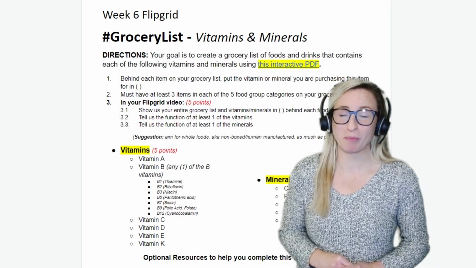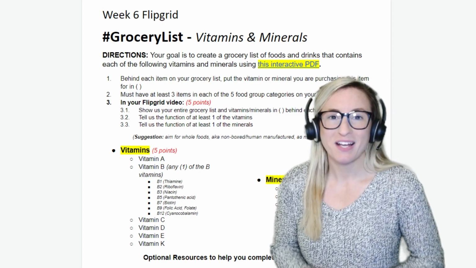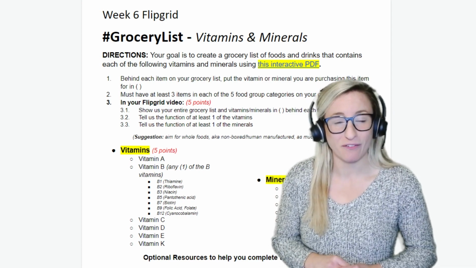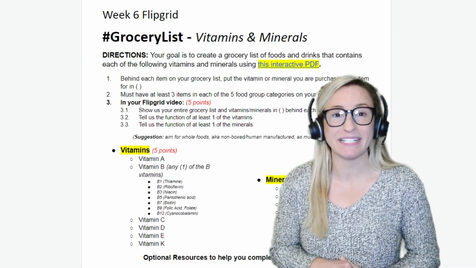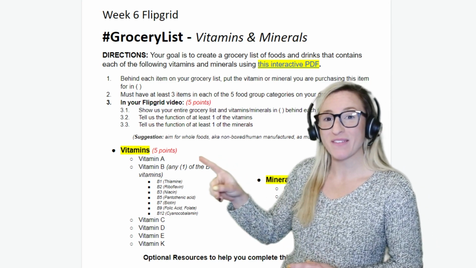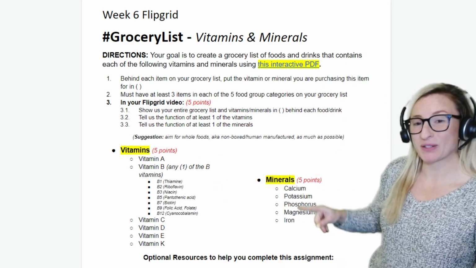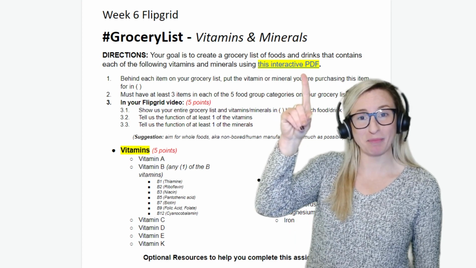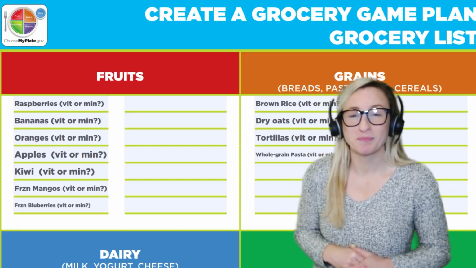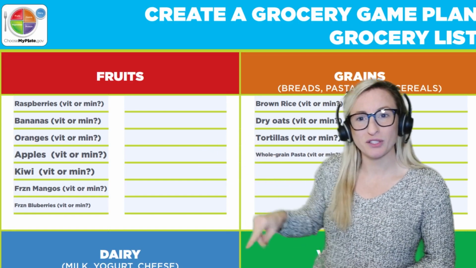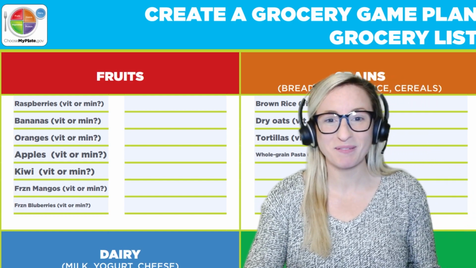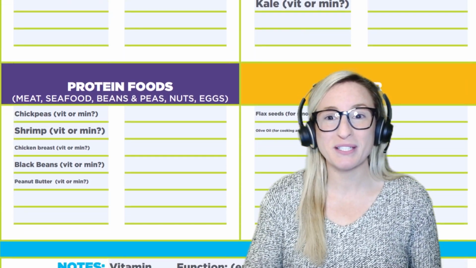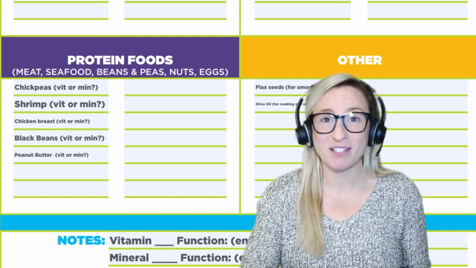This is your last Flipgrid assignment of this semester. Your goal is to create a grocery list of foods or drinks that contain each of the following vitamins and minerals using this interactive PDF. So, for example, I listed some of my favorite fruits, grains, vegetables, protein foods, and others on this grocery list.